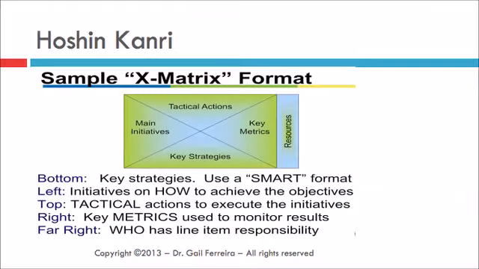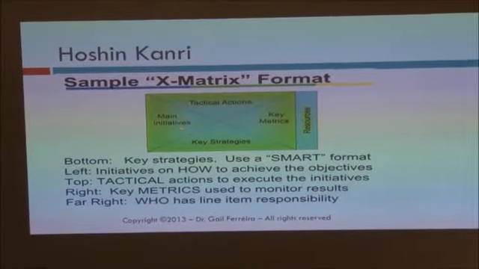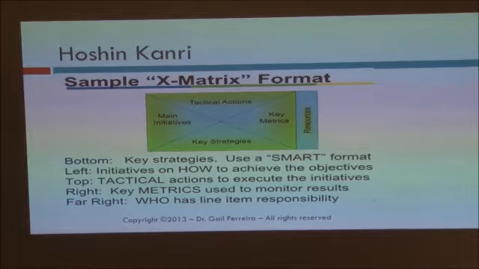So what Hoshin Kanri uses is a simple X matrix format. Really what you do is start at the bottom. At the bottom, what you have are your key strategies. When you use your key strategies, you use a SMART format.